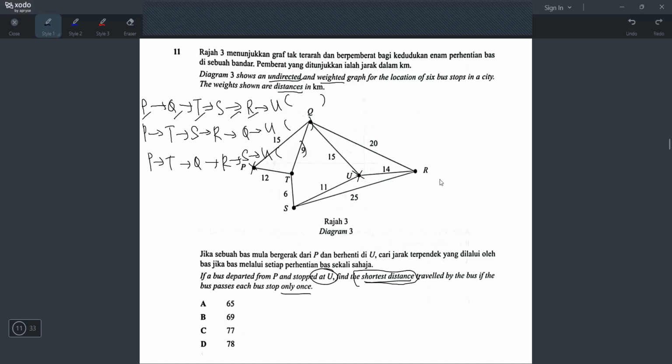And then plus with R to U which is 14. Okay, my calculator gives me 69. Alright, 69. But you cannot decide on the answer first. You have to calculate this one and this one also. Then only you can know which one is the shortest.